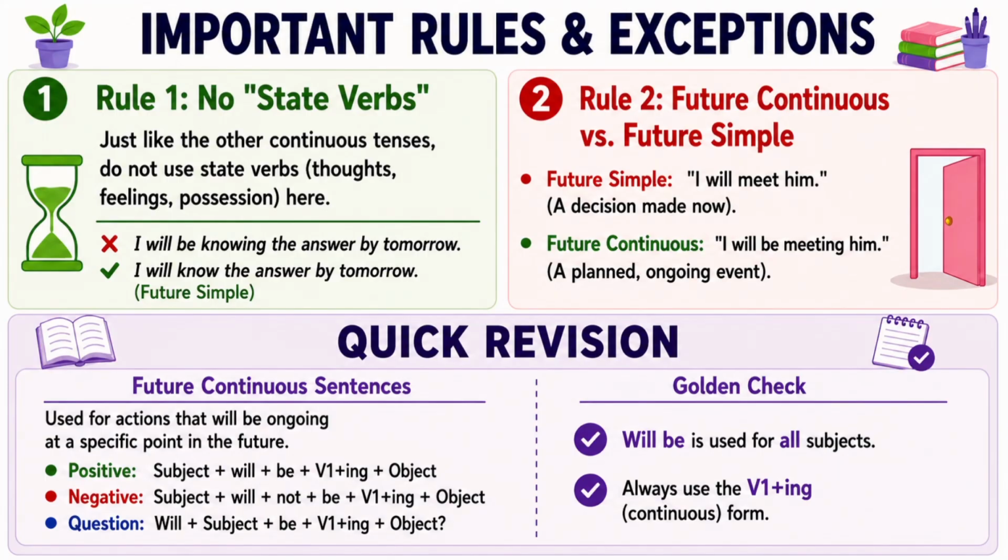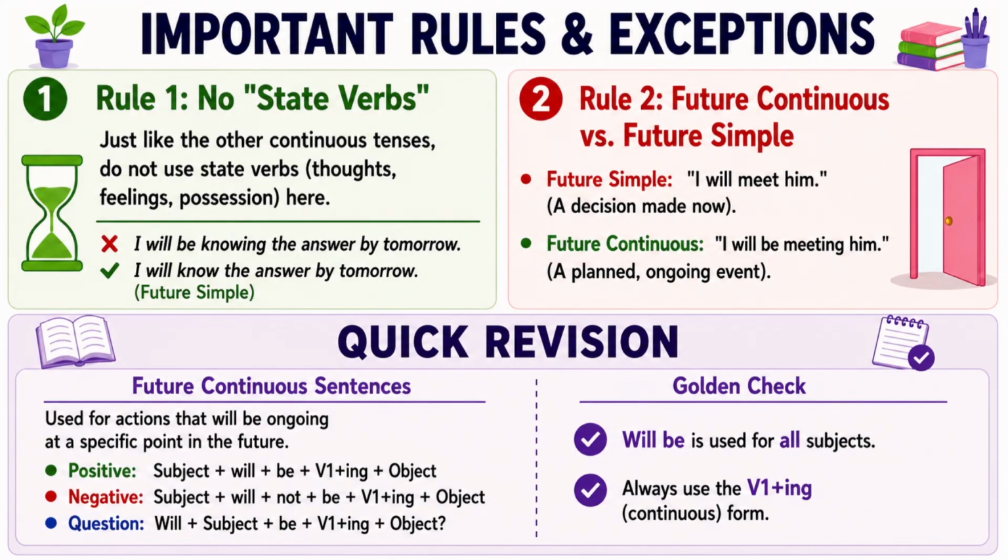Now the second rule is future continuous versus future simple. Look at these two sentences carefully. "I will meet him." This is a simple future action or a decision made now. But "I will be meeting him." This means the meeting is already planned or it is part of an ongoing schedule. So, although both sentences talk about the future, the future continuous often sounds more natural when talking about planned or ongoing future events.